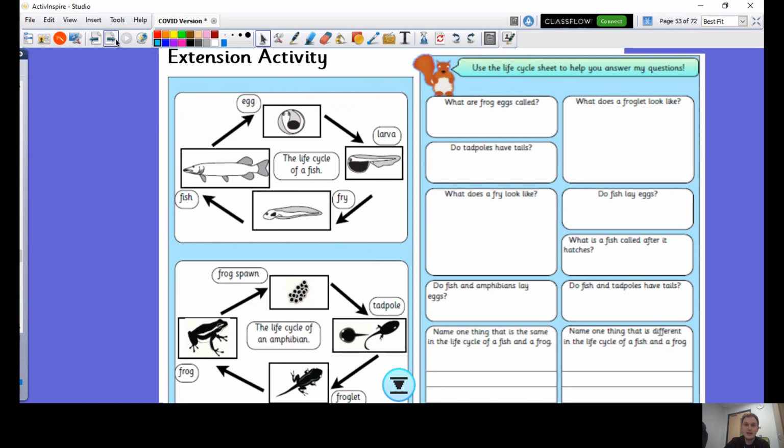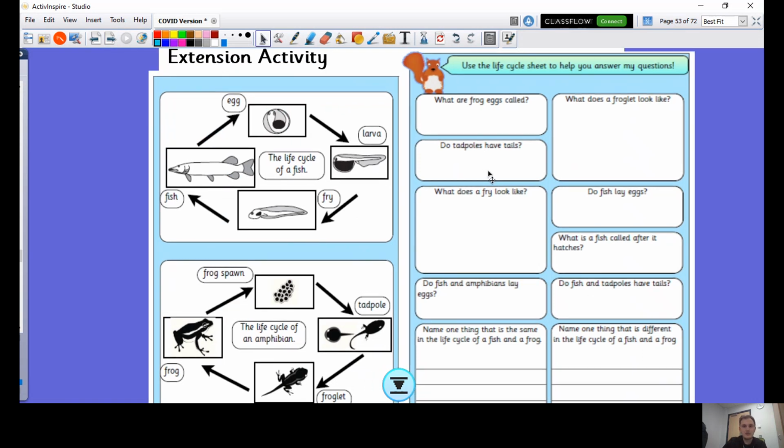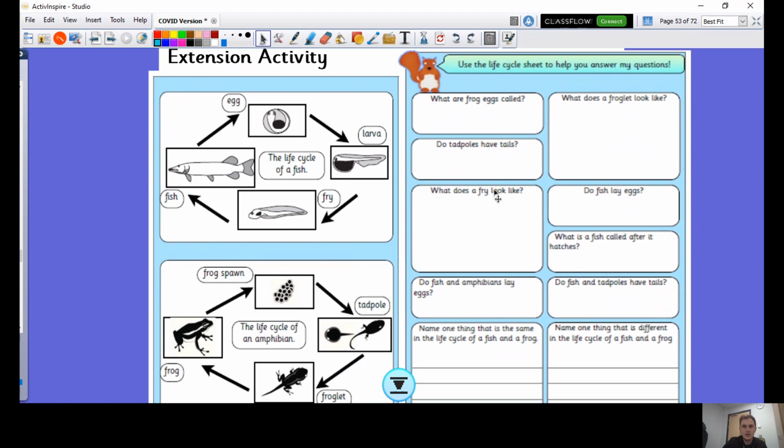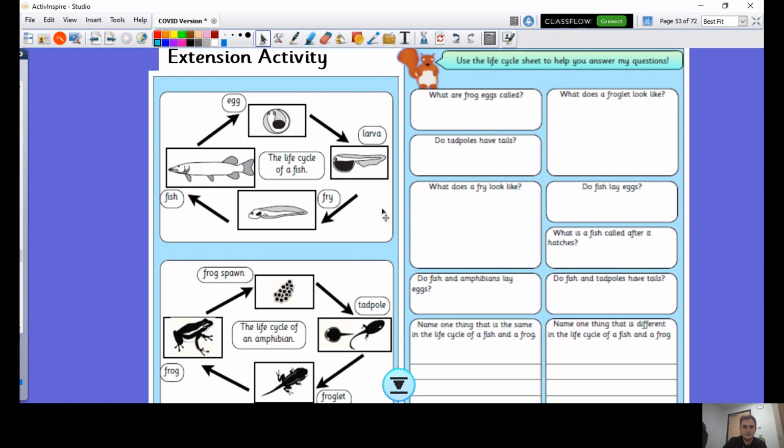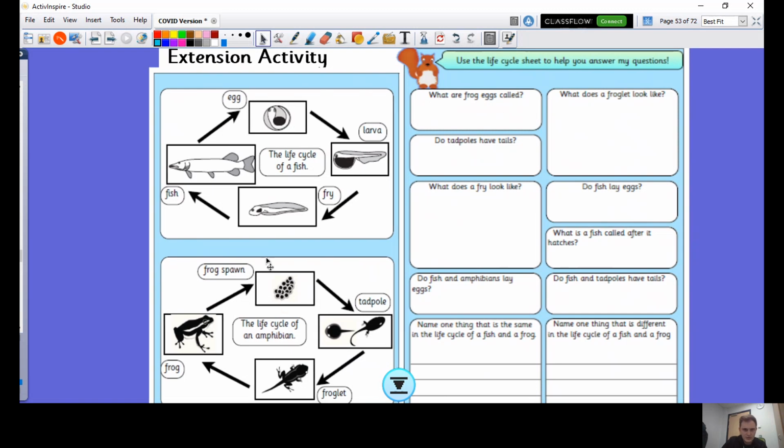Once you've done that, team, there is an extension activity for those of you that would like an extra challenge, and this one is optional. It is up to you. So this says, use the life cycle sheet to help you answer my questions. So I've got questions like, what are frogs' eggs called? So you have to look back at the life cycle of the amphibian, the frog. They are called frog spawn.